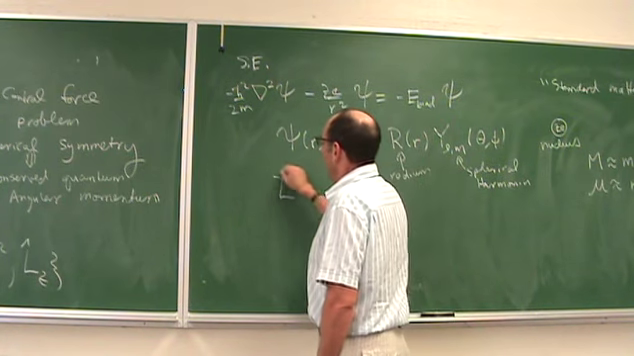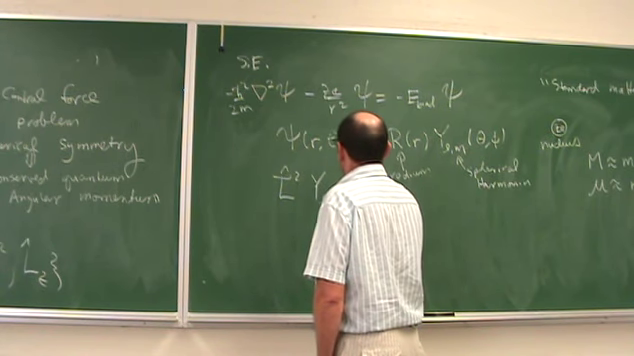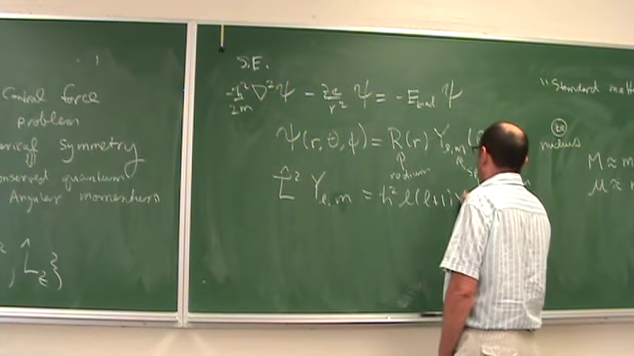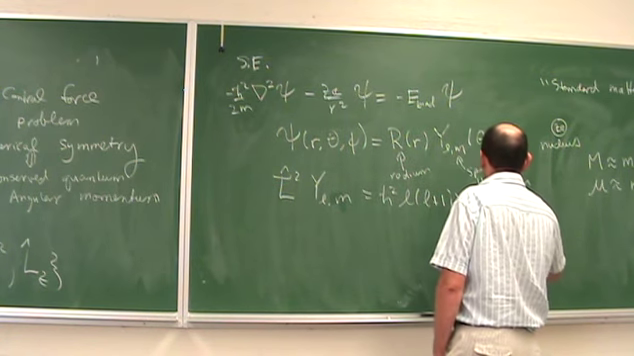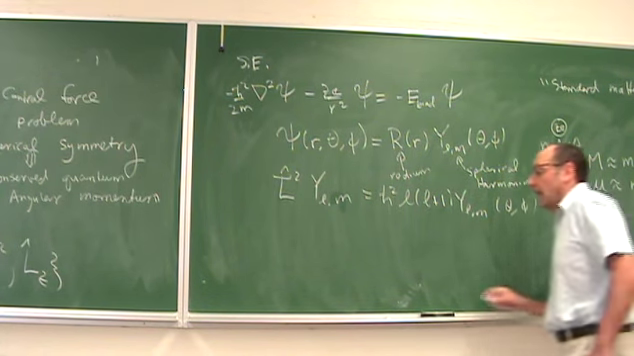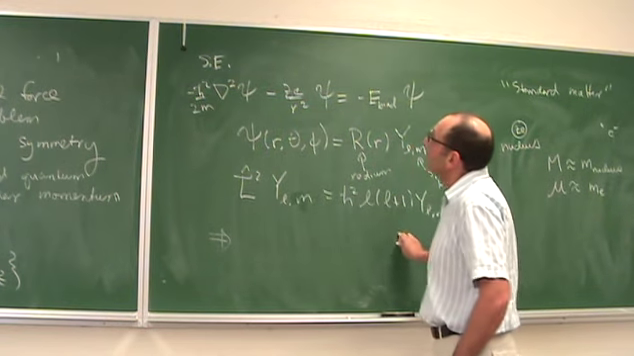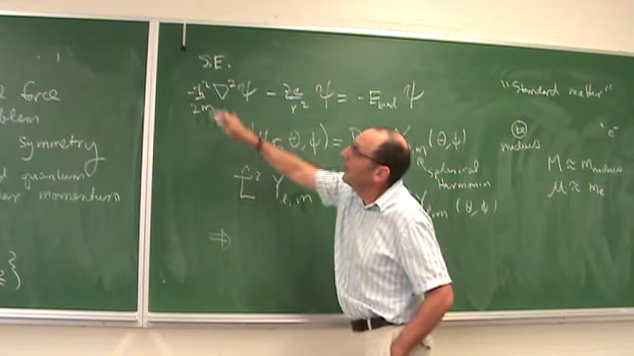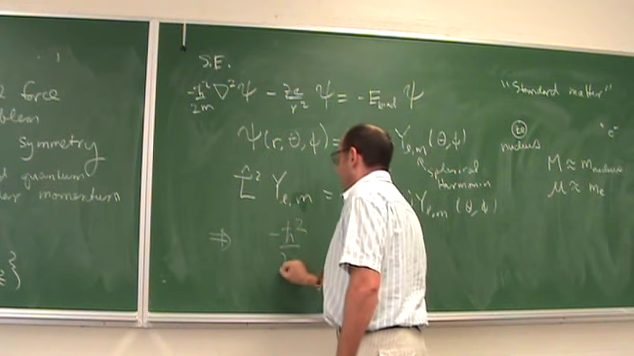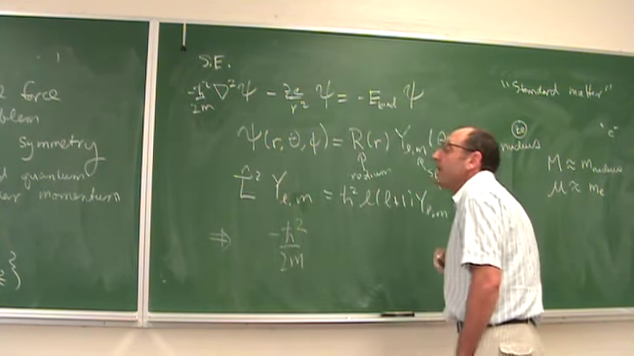Where L squared acting on Y_lm is the usual eigenvalue. And from this, plugging this in, expressing the Laplacian in spherical coordinates in the usual way. Remind me about that. If I write m without a little subscript, I do mean the mass of the electron.